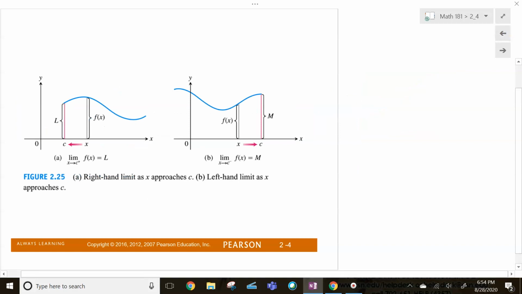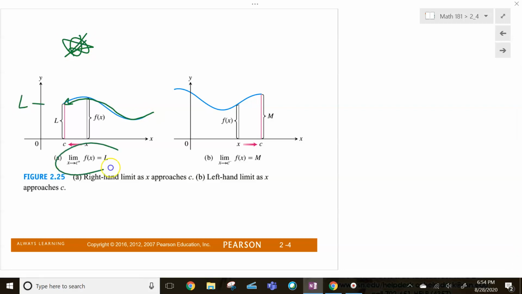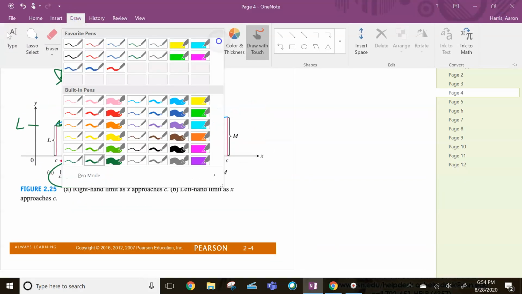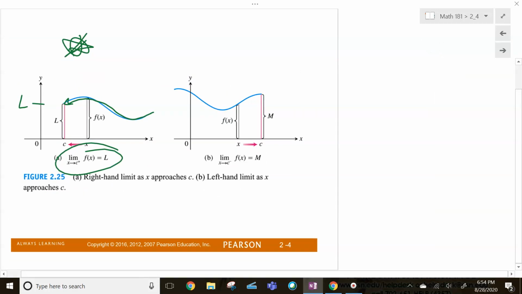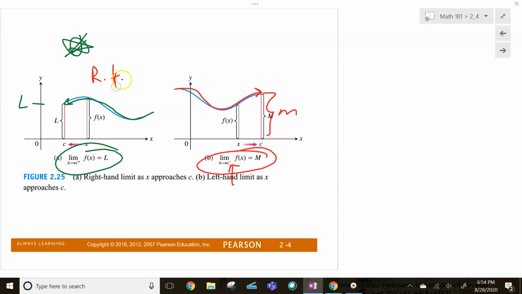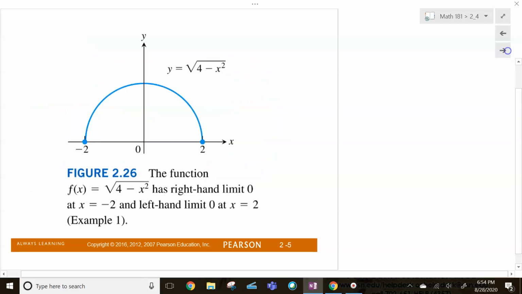All right, let's look at this here. So this function right here, notice it has a right-hand limit. It's L as we're approaching c, right? Limit as x approaches c from the right is L. Limit as x approaches c from the left, right? From the left on this one, you come from the left, it's whatever that height is, M. Right? So that one has a left-hand limit. This one has a right-hand limit. This one has the left-hand limit. All right, how about this one?